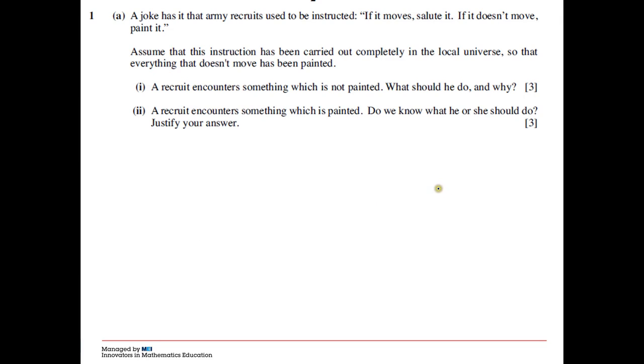So first of all, an old joke: if it moves, salute it, and if it doesn't move, paint it. And you have to assume that the instructions are carried out completely in some kind of local universe, some foreign planet. So everything that doesn't move has been painted. First of all, a recruit encounters something which hasn't been painted. What should he do and why? And the "and why" is really important because there are 3 marks for this. So they're wanting something more than a paint it or don't paint it answer.